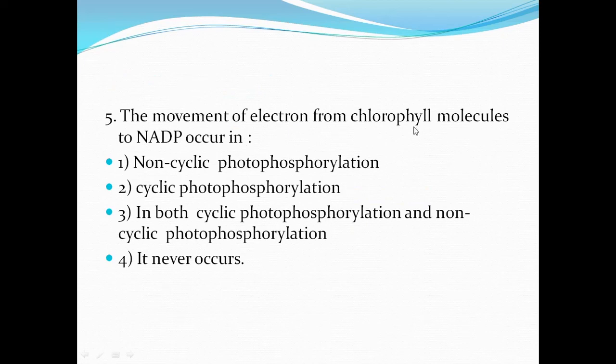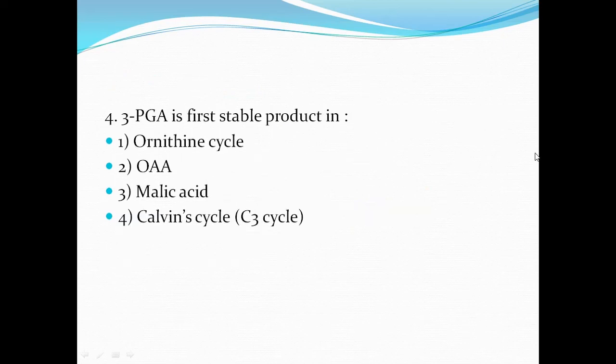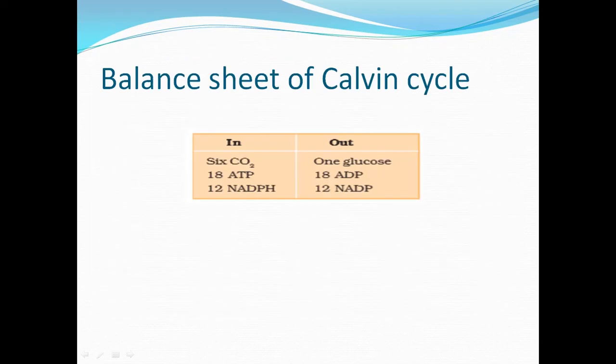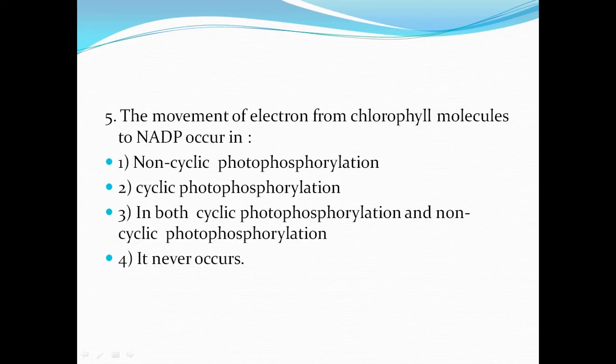The movement of electrons from chlorophyll molecules to NADP. Now, the light harvesting complex is made up of different pigment molecules, which also includes the chlorophyll molecule, which is the reaction center. From the reaction center, electrons are accepted by the electron acceptor. Then, from the electron acceptor, the electrons are released and accepted by NADP plus, which is reduced to NADPH. So, movement of electrons from chlorophyll molecules to NADP occurs in non-cyclic photophosphorylation.